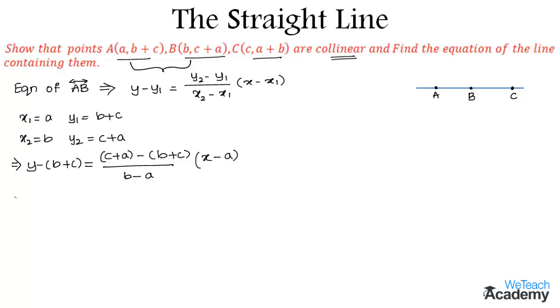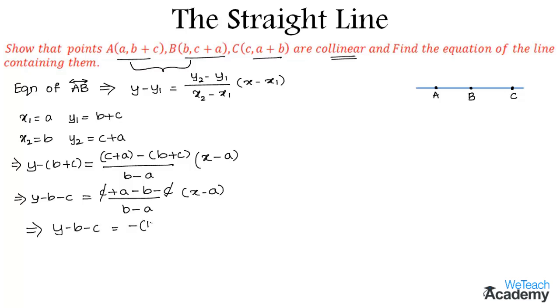So we get y minus B minus C equals C plus A minus B minus C, divided by B minus A, into x minus A. Here minus C and plus C get cancelled as they have opposite signs. So y minus B minus C equals, taking minus as the common factor, minus of B minus A divided by B minus A, into x minus A. Here these terms get cancelled. So we get y minus B minus C equals minus x plus A.